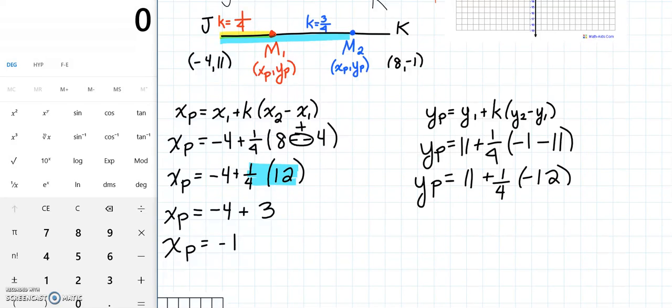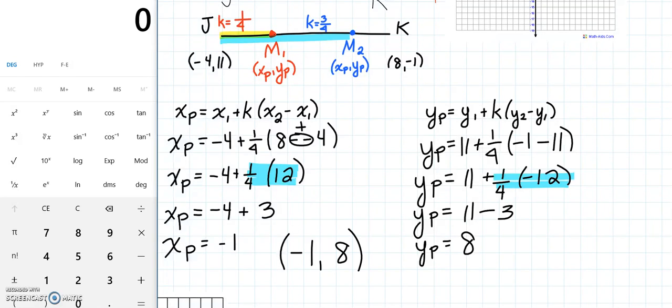All right, now we can go ahead and multiply 1/4 times -12. So Yp equals 11 plus 1/4 of -12, which is -3. It's like -12 divided by 4. And now last step, Yp equals 11 minus 3, which is going to be 8. So this is our coordinate, -1, 8. This is point M1. That's the first partitioning point. Now we're going to go ahead and graph it and make sure we can work it out.